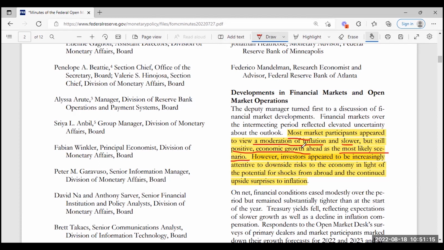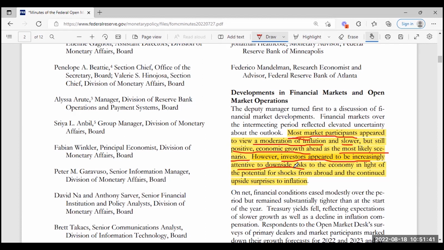However, investors. So first you say market participants. Does everybody in the market, traders, speculators, Wall Street, London, blah, blah, blah, the treasury, the bond, the government. Then he's talking about big money. However, investors appeared to be increasingly attentive to the downside risk. And that's my perspective in the market.